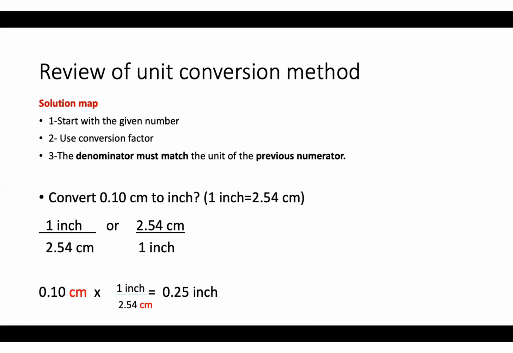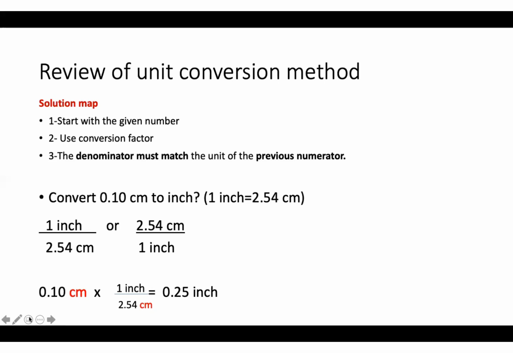We should always start with a given number. We should use the conversion factor properly, and the denominator always must match with the unit of the previous numerator. For example, here it is asking to convert 0.10 centimeter to inch, and the conversion factor is given in the question.